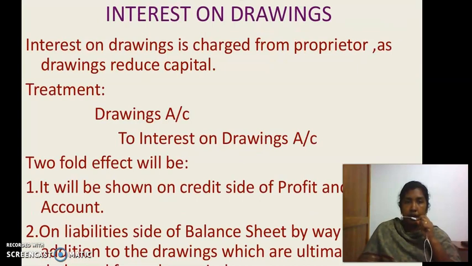Then interest on drawings. Interest on drawings is charged from the proprietor as drawings reduce capital. The accounting treatment is drawings account debit to interest on drawings. This also has a twofold effect. It will be shown on the credit side of the profit and loss account, and another one on the liability side of the balance sheet by way of addition to the drawings, which are ultimately deducted from the capital.